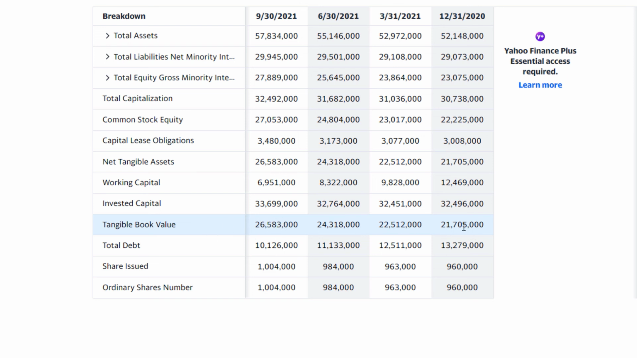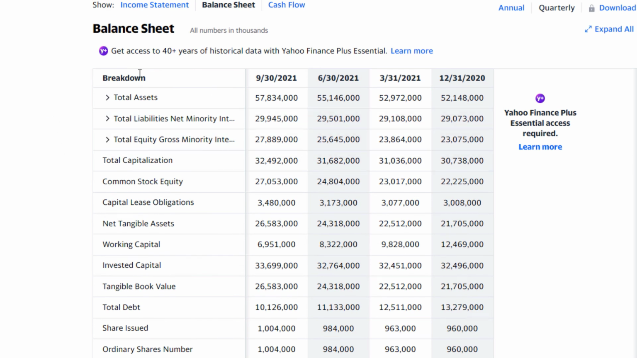And is that number going up? Yes, it is, quite a bit over the last quarter. And that's a good sign, again, versus a company whose tangible value would be going down. So there you have it. That's the balance sheet, and the key things within there that you can start digging into.